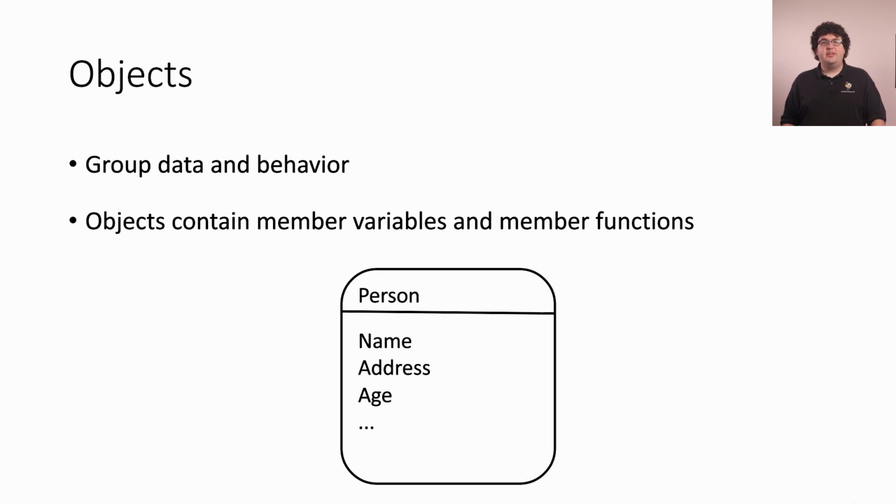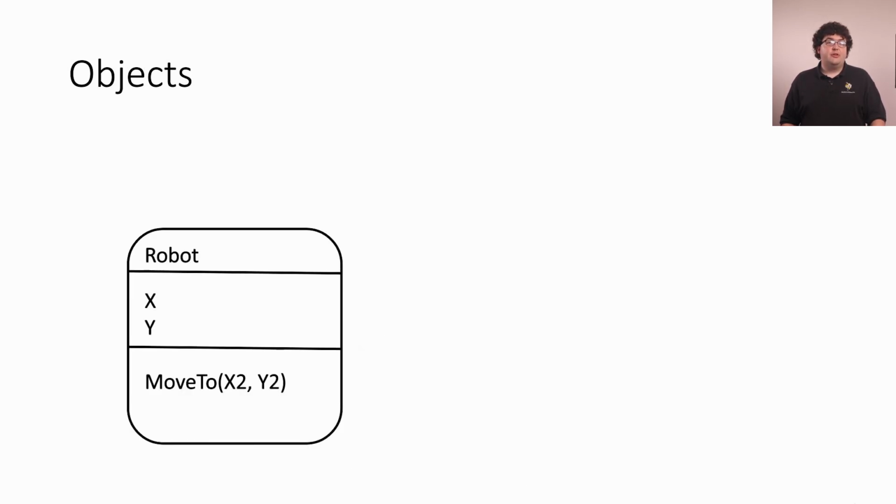Objects often, but not always, represent real-world things. A classic example is a person object that can hold variables representing their name, address, age, etc. We could, for example, have an object that represents our robot. Maybe its member variables keep track of its position, and it has a member function that lets us ask the robot to move to a new position. These members are tied together. The moveTo function needs to have access to the x and y member variables to do what it does.